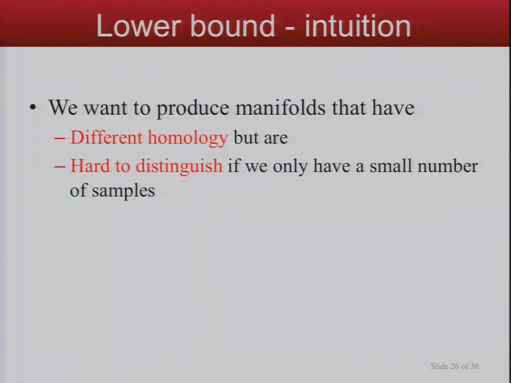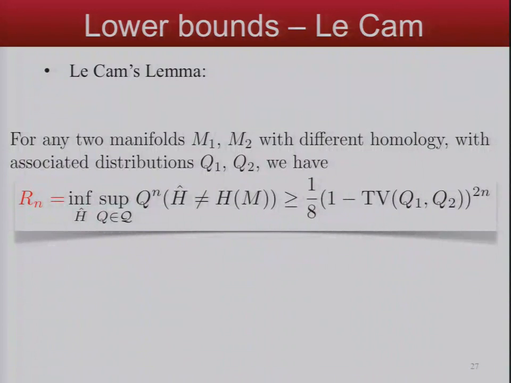Okay, so now let me just briefly talk about lower bounds. The intuition to producing a lower bound for this sort of problem is that you want to find two manifolds that have different homology, but which induce distributions that are hard to tell apart given a small number of samples. This is the general intuition of trying to reduce estimation to testing. More formally, you have something called Le Cam's lemma. In our case, what it translates to is this.